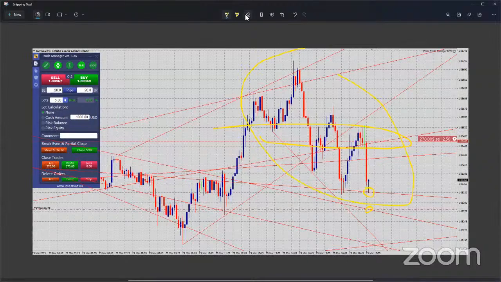That's just me. I know Livy does it too, and he's definitely shown you guys how he's made a lot of money just by trading trend lines. Literally, for me, I can trade trend lines by themselves.